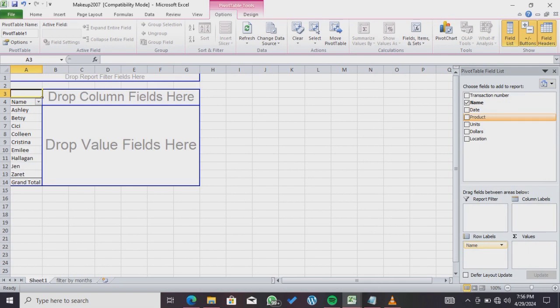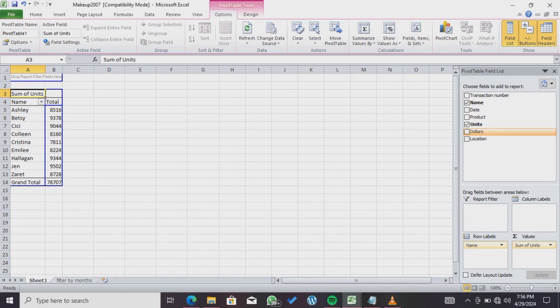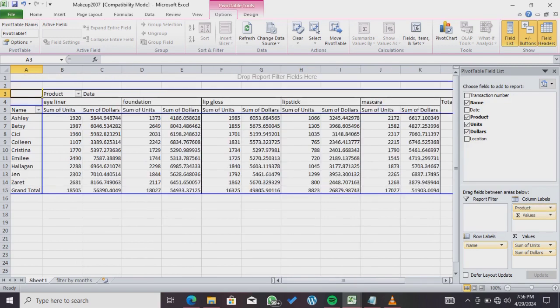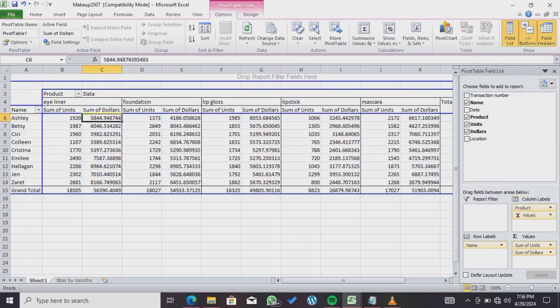We're trying to know the revenue, are we? No, remove this revenue. We want to know the units sold and the total revenue generated. I also want to know the product here. Remember, the goal was to summarize the total revenue and units sold by each person of each product. So this is the total units sold, and this is the total revenue sold.